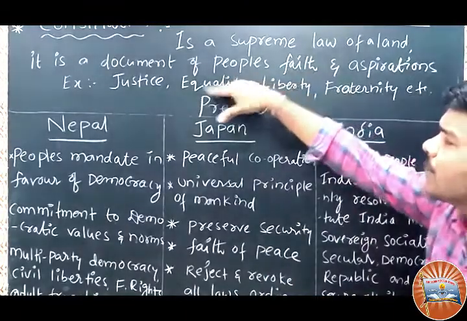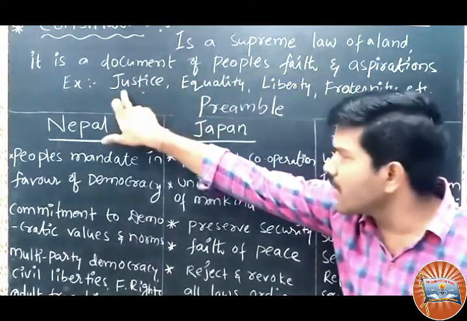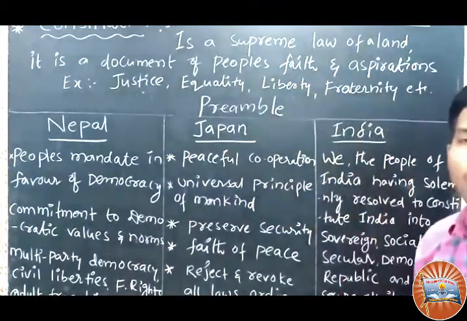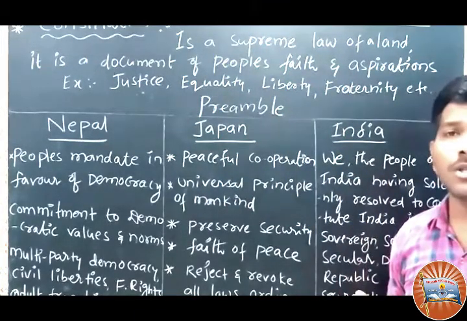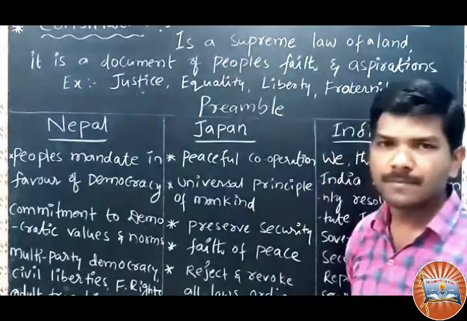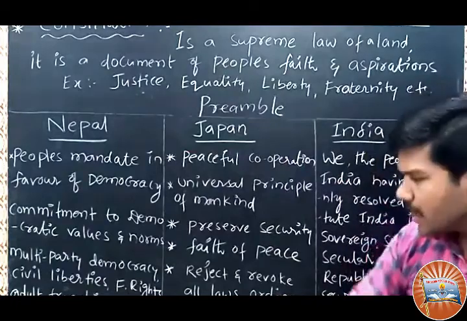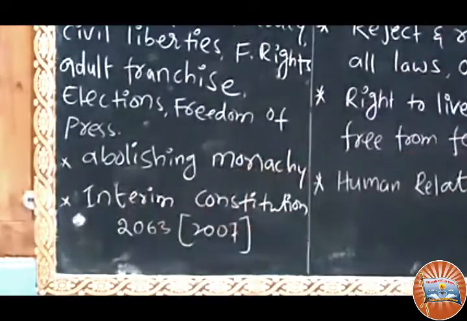During the British period, in our country we didn't have justice, equality, liberty, fraternity. So whenever we made a new constitution, we added all of these objectives in the constitution. Right? Next, abolition of monarchy.